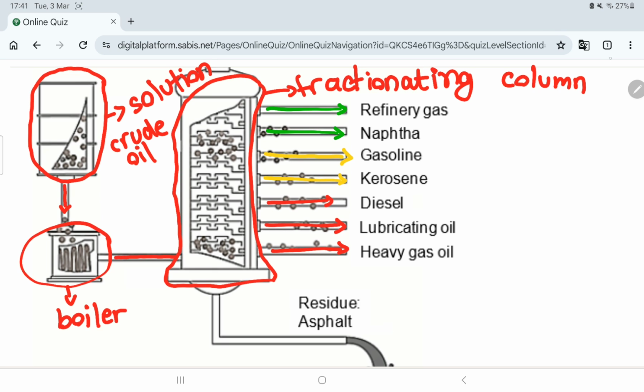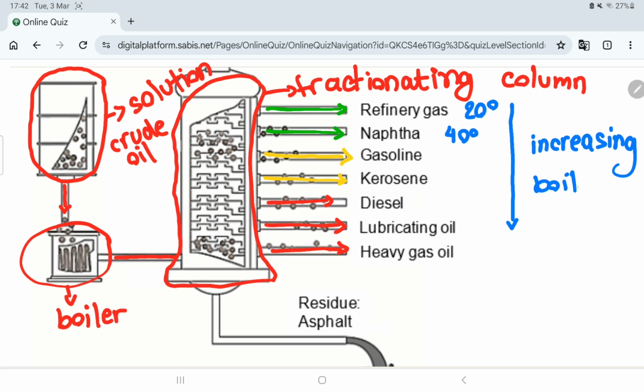Let's say, as an example for you guys, let's say refinery gas boils at 20 degrees. It has the lowest boiling point. This is an example, by the way. Let's say that the naphtha boils at 40 degrees. It's higher than refinery gas, so it's lower. So guys, the lower it is, increasing boiling point. Okay?